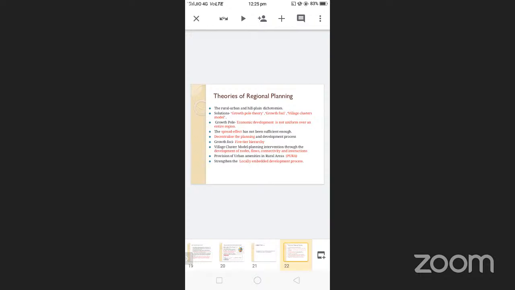The theory of growth pole states that economic development is not uniform over the entire region. In this case, we can see that the core developed areas of Uttarakhand are Nainital and Dehradun. The deplorable condition of rural areas indicates that the spread effect has not been sufficient to accelerate the development of the hinterland. Efforts should be made to decentralize the planning and development process.